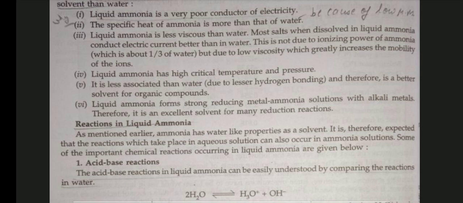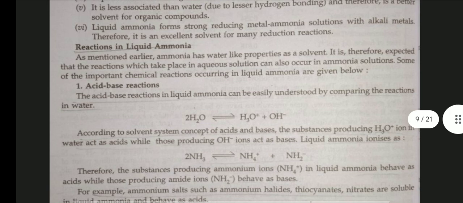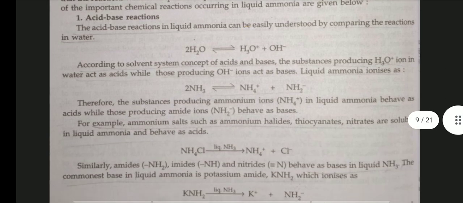Acid-base reactions. Acid-base reactions in liquid ammonia can be easily understood by comparing the reactions in water. According to the solvent system concept of acids and bases, the substances producing H3O+ ion in water act as acid, while those producing OH- ion act as base.